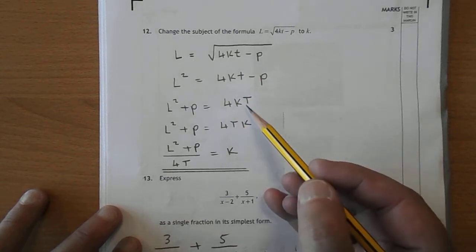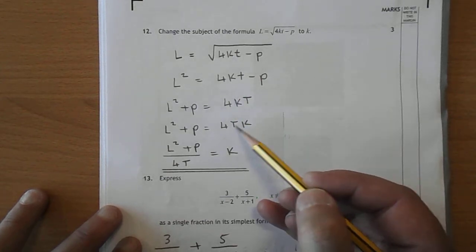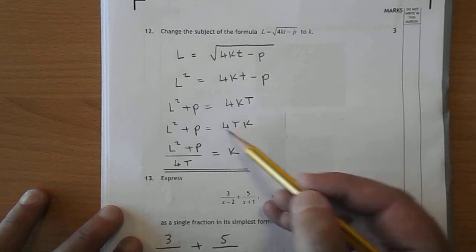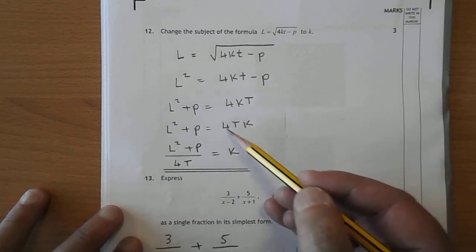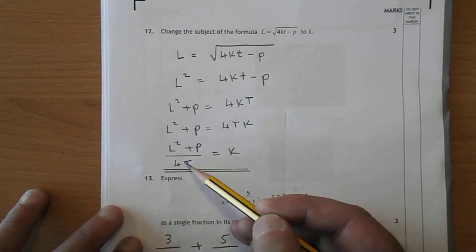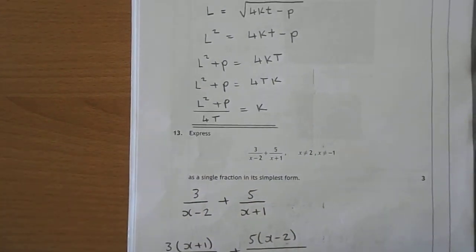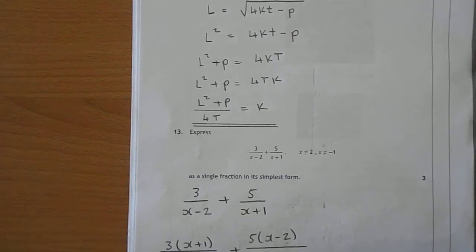Okay, maybe an unnecessary line, just switching these round, 4t times k, but there we have it there, the 4t, where we have these things here, where it's all in one big mass, that just goes down to the bottom. So we have L squared plus P over 4t is k, and that's it there.